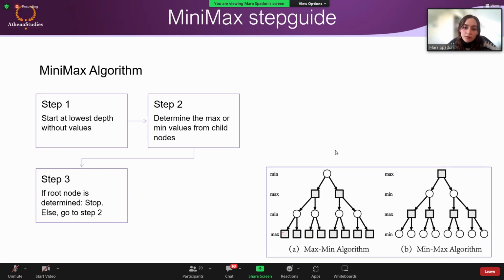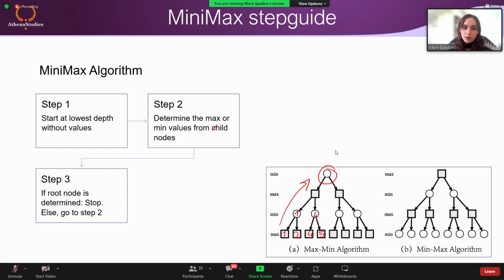So here you can have like 1, 2, 4, 5, etc. And you determine the max or the min value for that child node. So basically, for this one, you choose either between 1 or 2. If it is min, you choose 1. If it is between 4 and 5, you choose 4, etc. So if the root node is determined, you work your way up. Once the root node is determined, you stop.